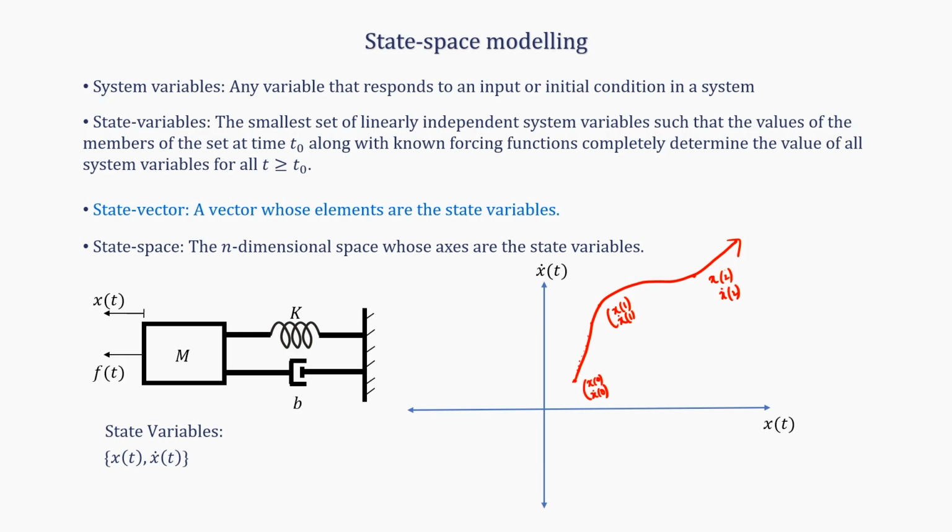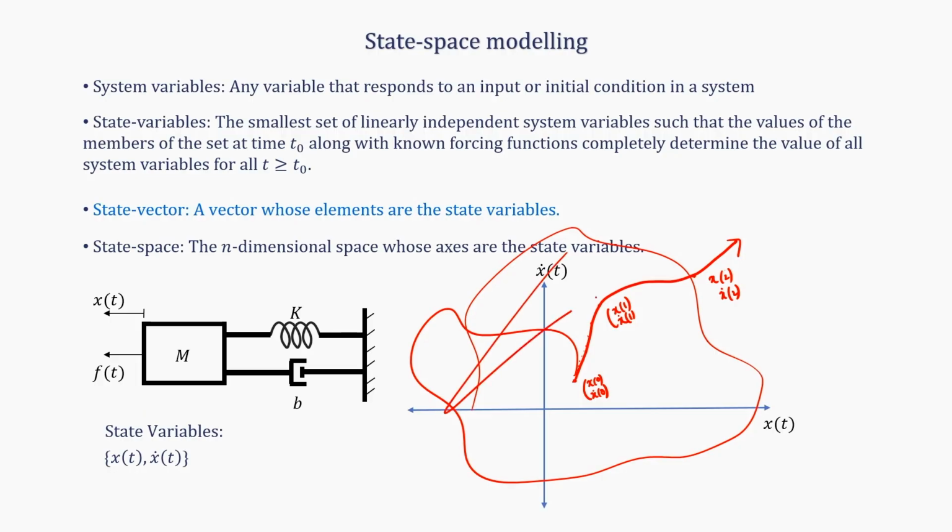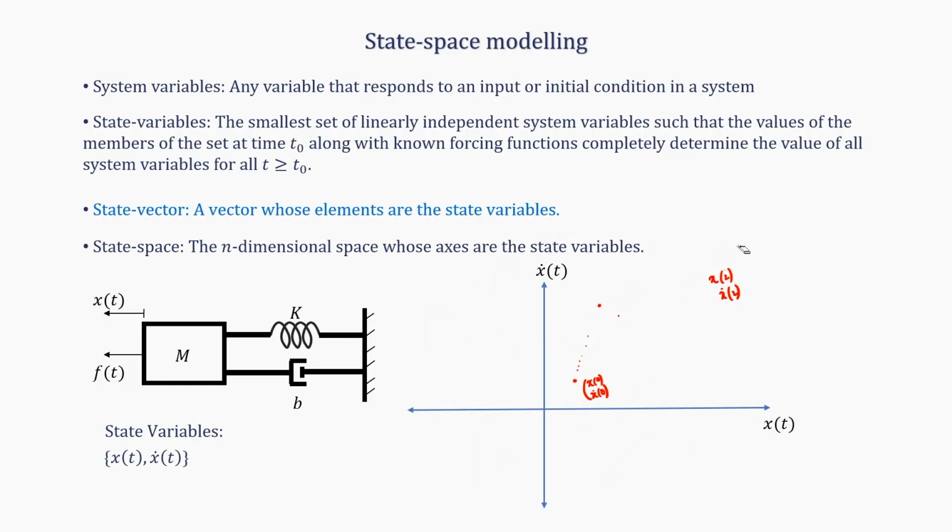If I am at a point on the trajectory, it means at a particular time I know the value of both the variables. And you can see that this can have any value in this space, right? It can have any value in this space. So, this entire space we will call the state space, because in this space we are representing one of the axes as x(t) and the other as x dot.